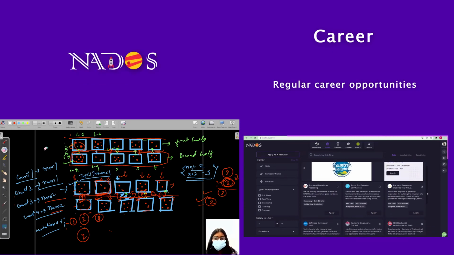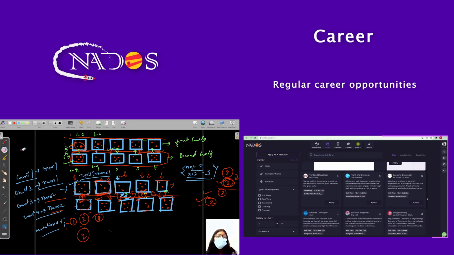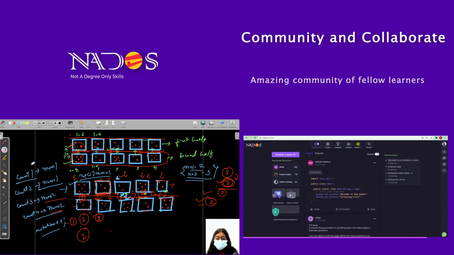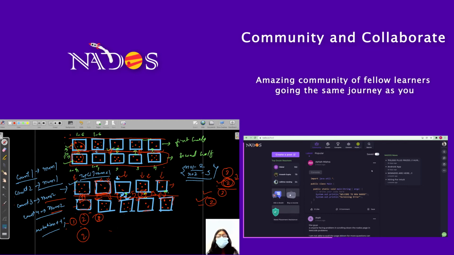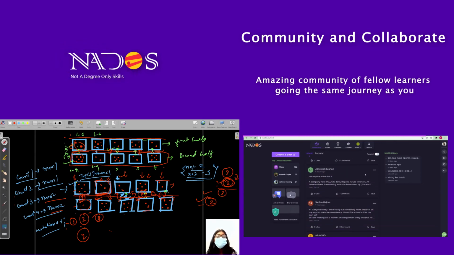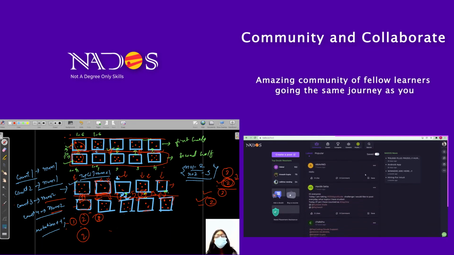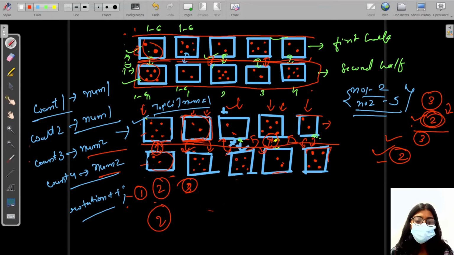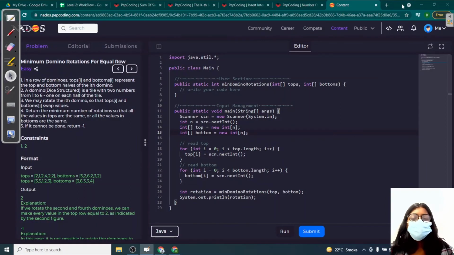We'll be taking 2 numbers, that is my top of 0 and my bottom of 0, number 1 and number 2, and then we'll be taking 4 counts, which will keep a track of number of rotations that will be needed to make top of I as number 1 or bottom of I as number 1, or top of I as number 2 and bottom of I as number 2. All right, okay, and then we are going to return the minimum of both the counts. Okay, so let's solve this.